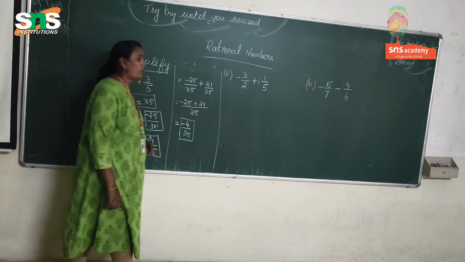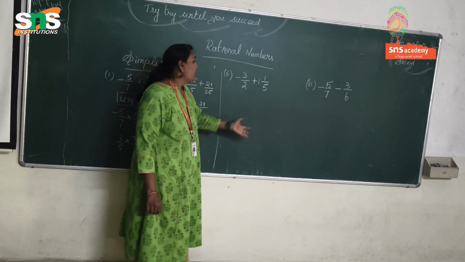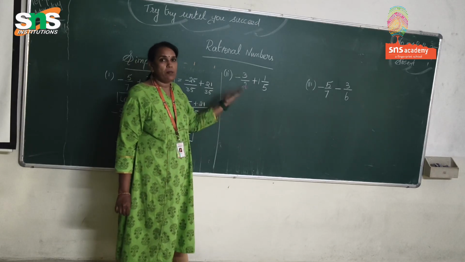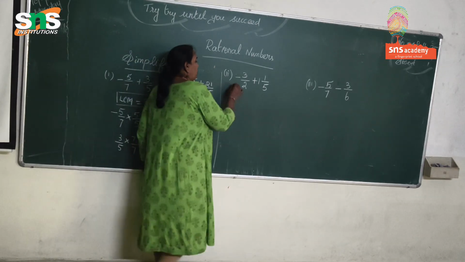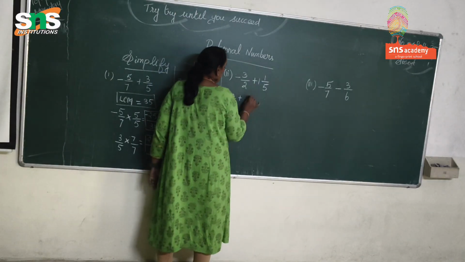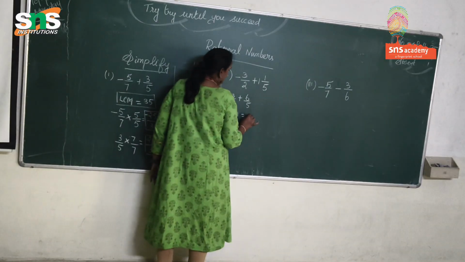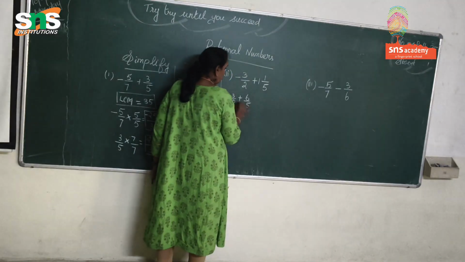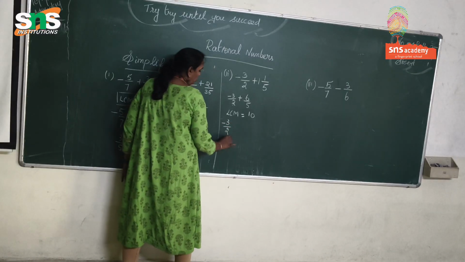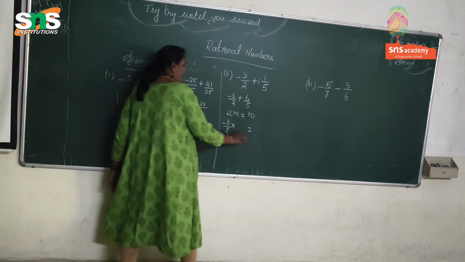Let's proceed to the second problem. The first one is minus 3 by 2, the second one is 1 by 5, a mixed fraction. So first convert the mixed fraction to an improper fraction, then we can proceed further. 1 5 is 5, 5 plus 1 is 6. So the LCM will be the LCM of 2 and 5. 2 and 5 are both prime numbers, so 2 fives are 10. First we write the first rational number minus 3 by 2 and convert it to the equivalent rational number with the denominator 10.